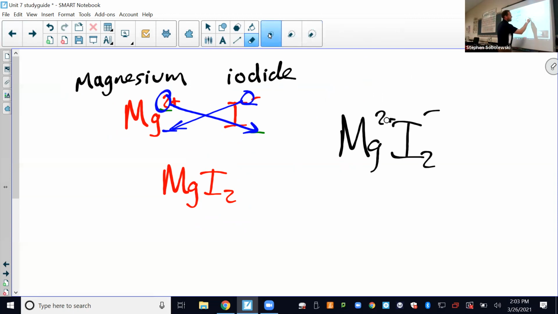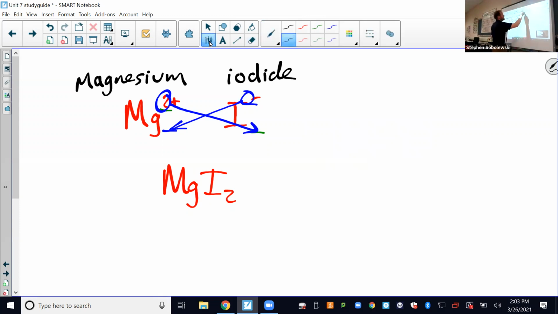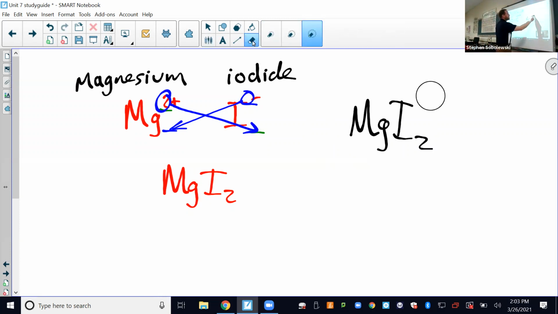Sometimes I see things like this. Or, well, usually it's not Mg2I. What I'll usually see is this. That is not correct. The 2 has to be a subscript down here. Just like H2O, that 2 has to be below.